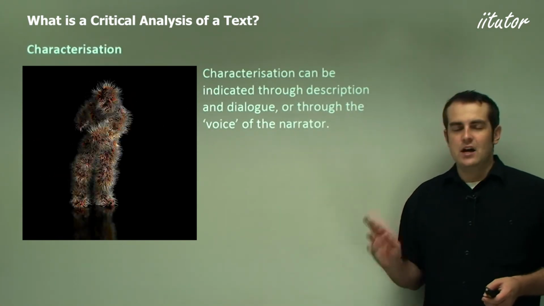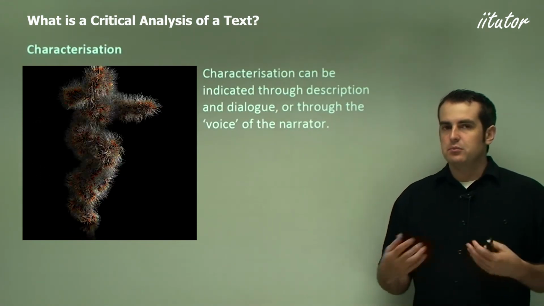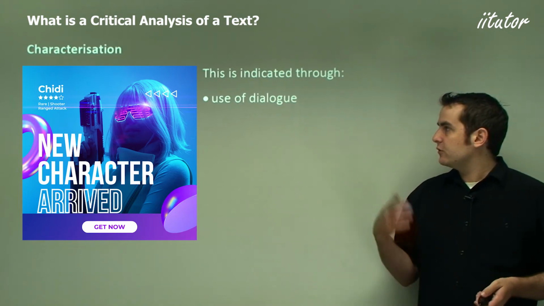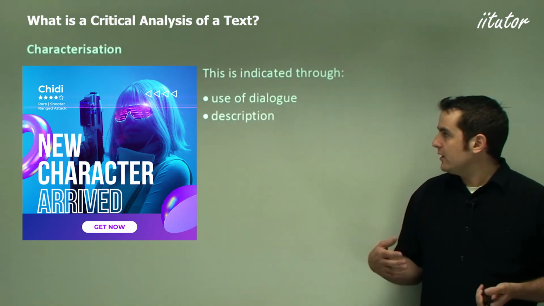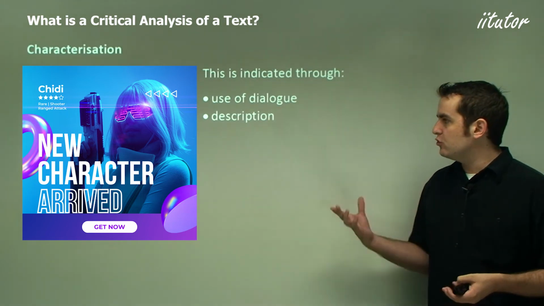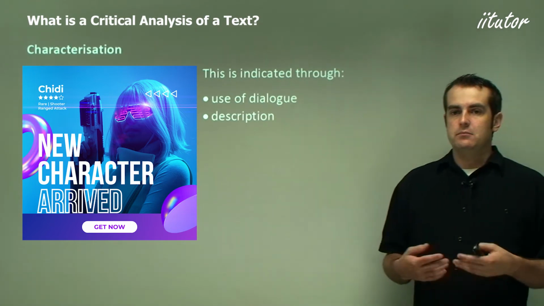And that's one of the tough things about it: not only do you have to say what you think about that character, you have to prove why that's the case. You can indicate a character and their mannerisms through dialogue, so the way that they talk, the way they speak, and descriptions of them. An author or a filmmaker will choose to describe a character in a certain way, so you're made almost to feel about them in a certain way.